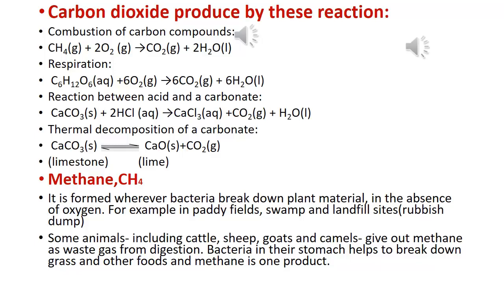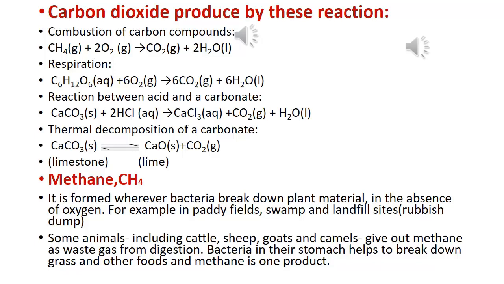See here, limestone. What is the formula for limestone? CaCO3. What is CaCO3? Calcium carbonate. When this calcium carbonate is processed by a process called thermal decomposition, we get calcium oxide, CaO, which is lime, plus carbon dioxide, CO2. So these are all the reactions which produce carbon dioxide. Okay, and the next one we will see how the methane gas is produced.